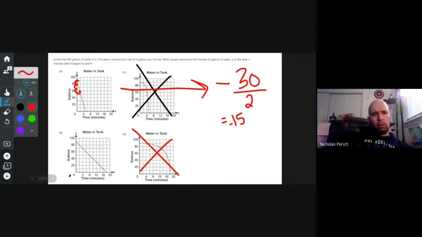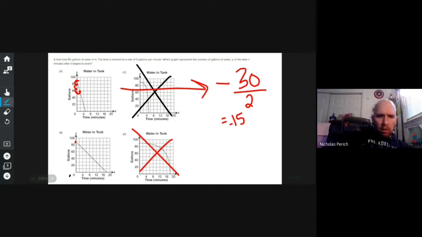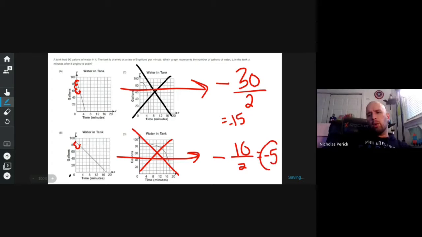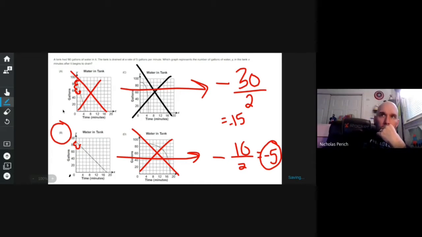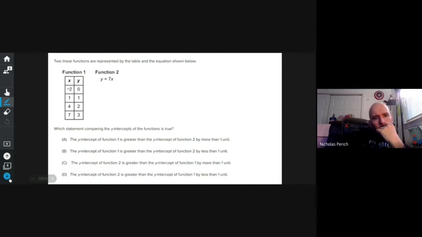Let's make sure. I could put a dot here and a dot right there next to it. I go down 10, over 2, which equals -5. And that's the one that I want. Tricky. These ones are tough, difficult, very difficult.